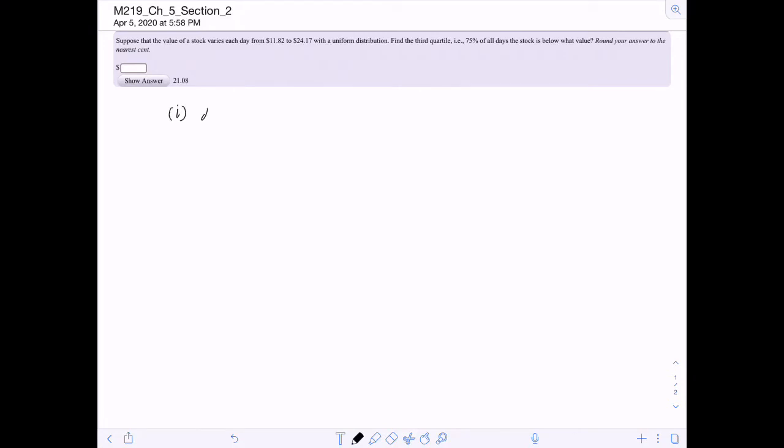So if I went ahead and drew, the first thing I want to do is maybe draw a figure. And here is the 11.82, and then here's the 24.17. And let me draw the rectangle. And then over here is the f of x, right?